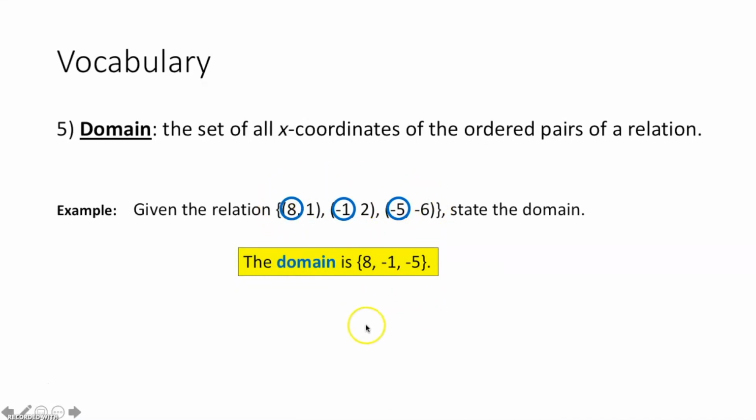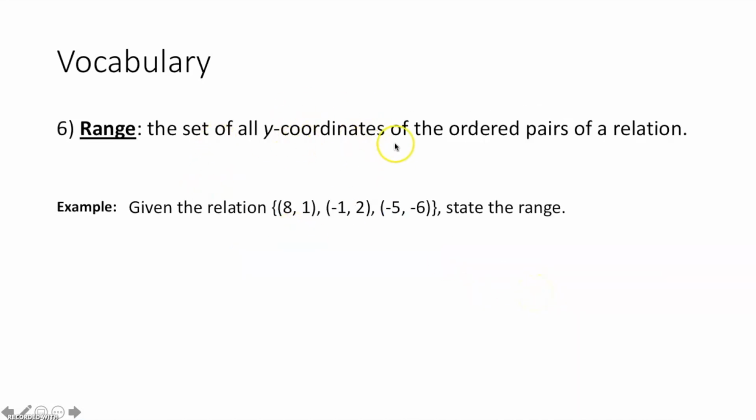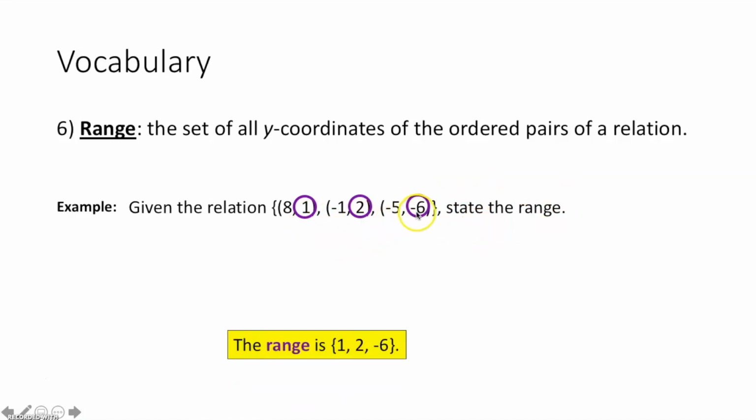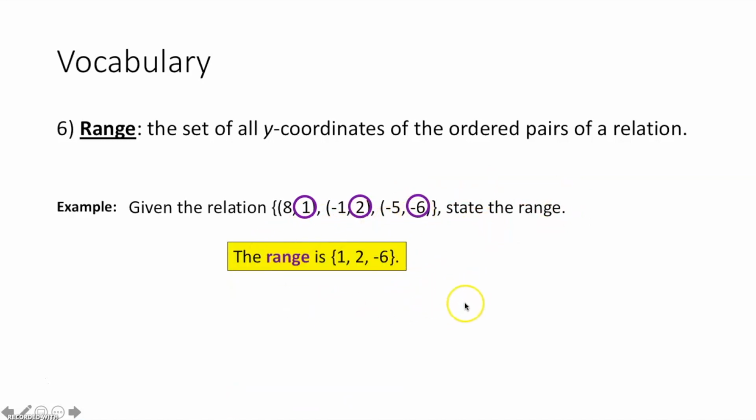Now, one thing I'd like you to keep in mind is that when you graph something, the domain is going to be represented by all the elements on the x-axis, the horizontal axis. Now the range is going to be the set of all y coordinates of the ordered pairs of a relation. So here we can see given the relation, and we have the same relation as before, we have the same set of ordered pairs, state the range. Now this is going to be all the set of y coordinates. So 1, 2, -6. That's going to be your range. And again, if you're thinking about a graph with an x-axis and a y-axis, the y-axis is going to represent all the elements of your range.